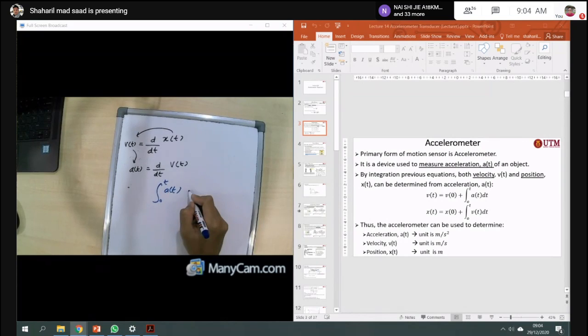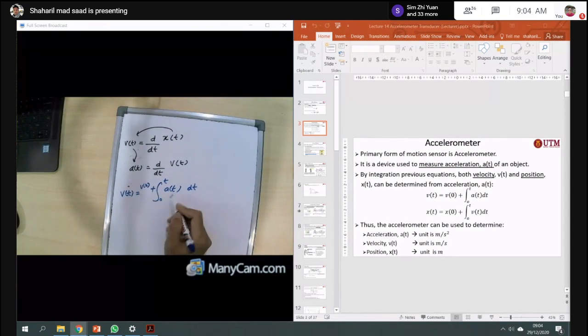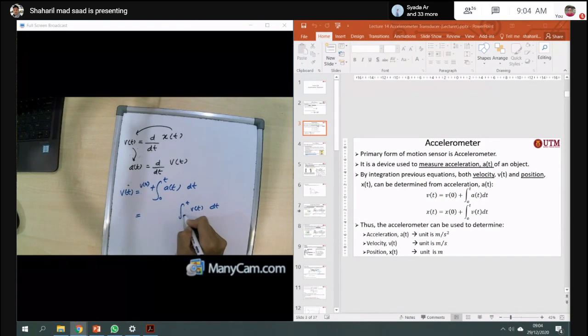Now we can integrate this one. Then we can get the velocity, right? Of course this one has a constant. Normally the constant will be equal to 0. Normally, right? So plus this, and also from the velocity we can integrate again in order to get the displacement. Right? So this is the concept.